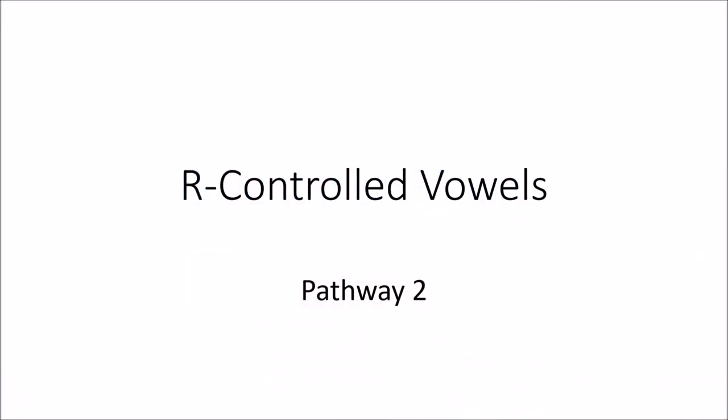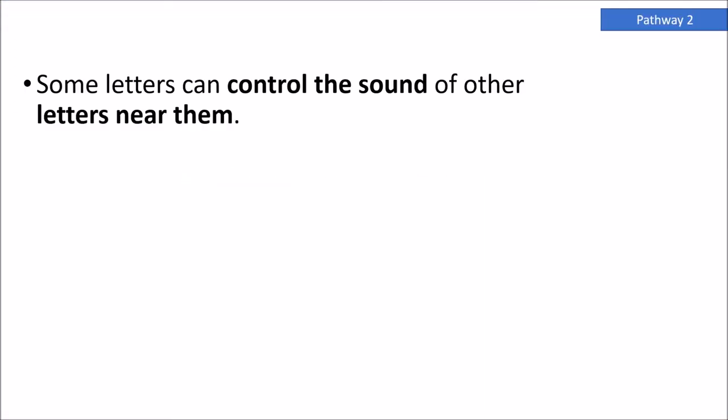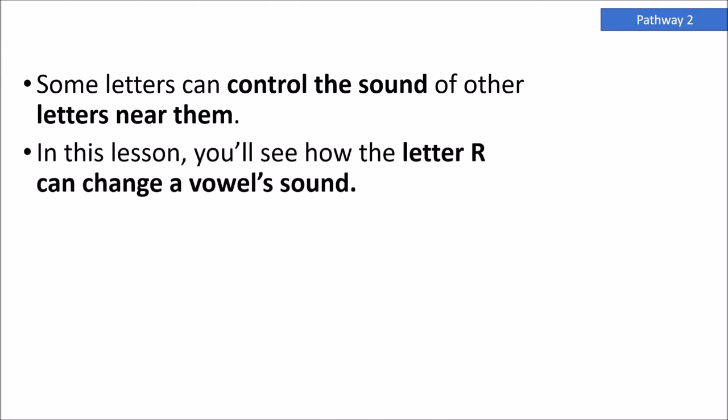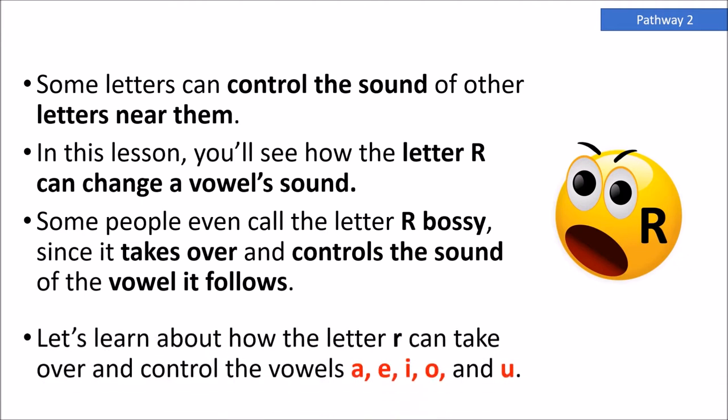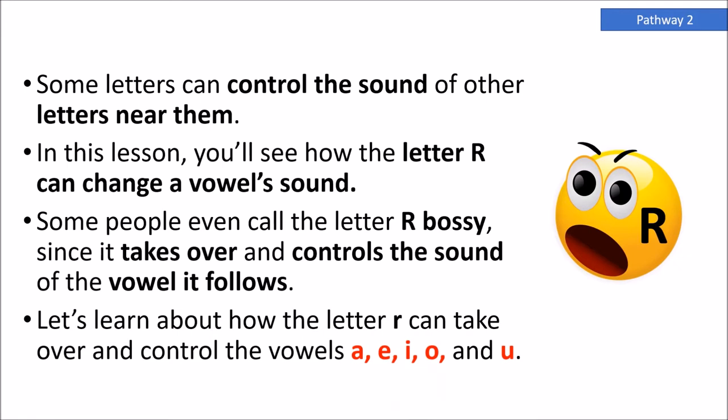R controlled vowels. Some letters can control the sound of other letters near them. In this lesson, you'll see how the letter R can change a vowel's sound. Some people even call the letter R bossy, since it takes over and controls the sound of the vowel it follows. Let's learn about how the letter R can take over and control the vowels A, E, I, O, and U.